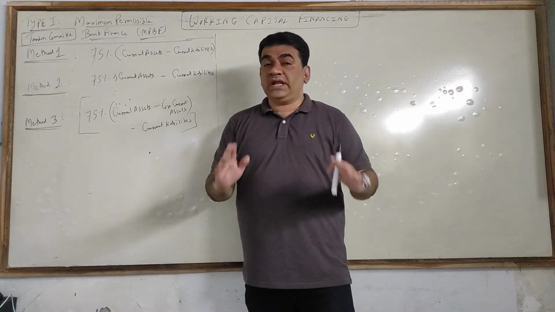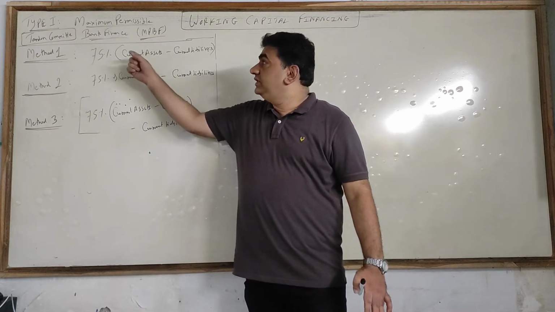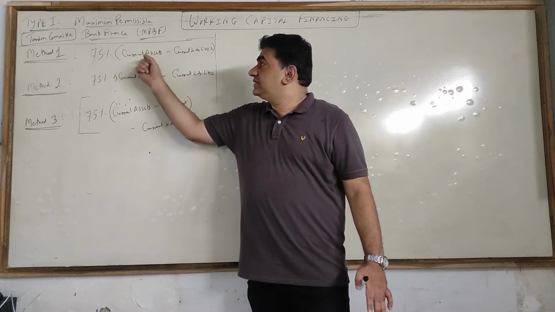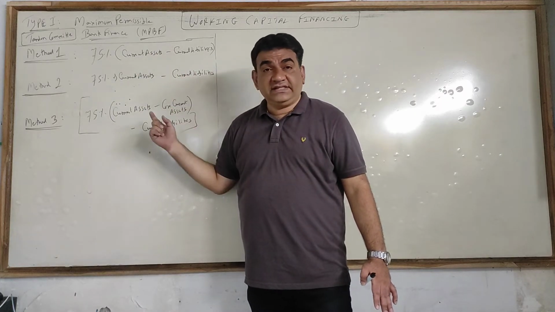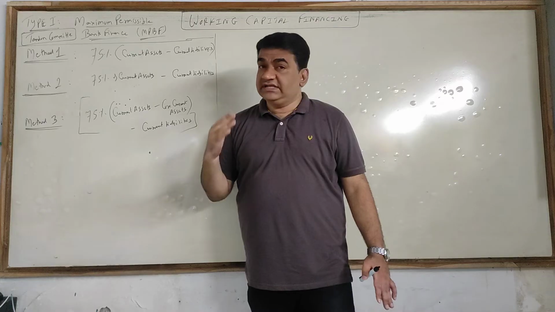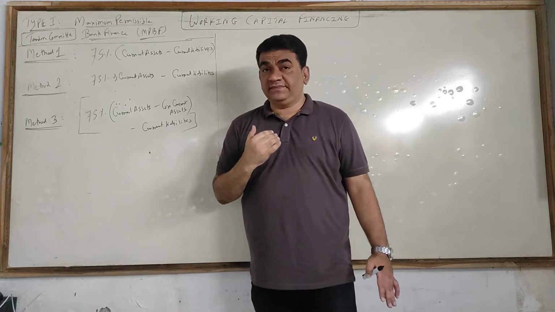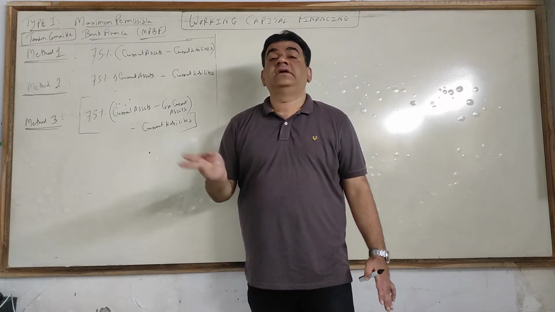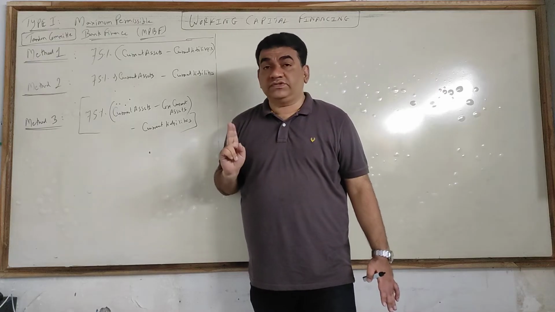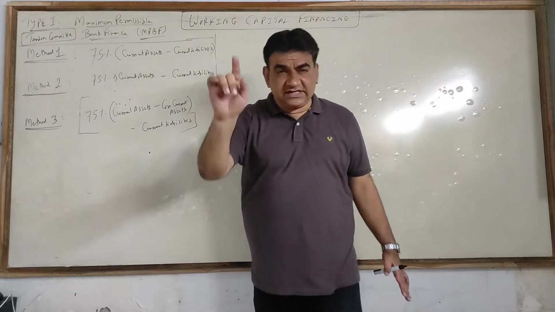Got it, guys? So now we will start with this first part, maximum permissible bank finance, and I'll be taking sums. In this video I'm just taking 1 sum, and then in the next video I'll come with 2 sums. Okay, I'll just take the picture of this and I'll be back with the sum.